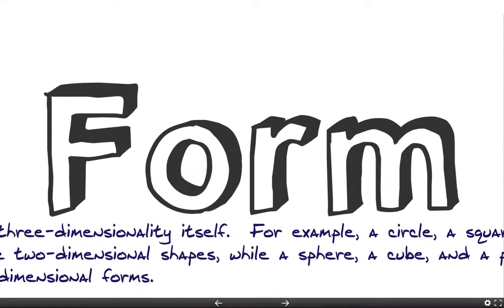In fine art and design, when we discuss the element of form, we are referring to three-dimensionality itself. For example, a circle, a square, and a triangle are two-dimensional shapes, while a sphere, a cube, and a pyramid are three-dimensional forms.